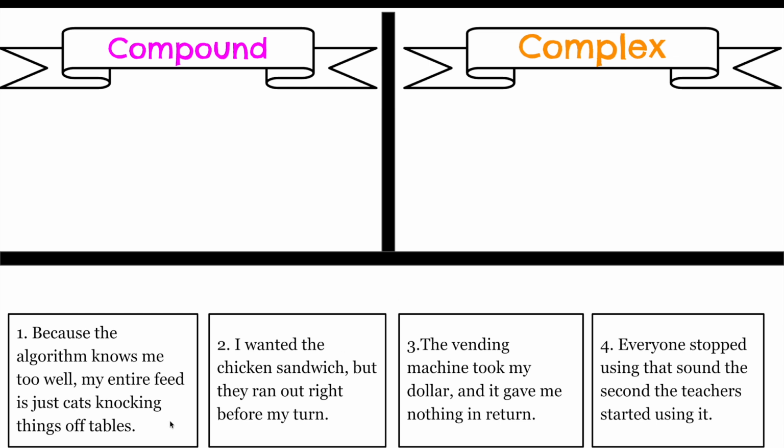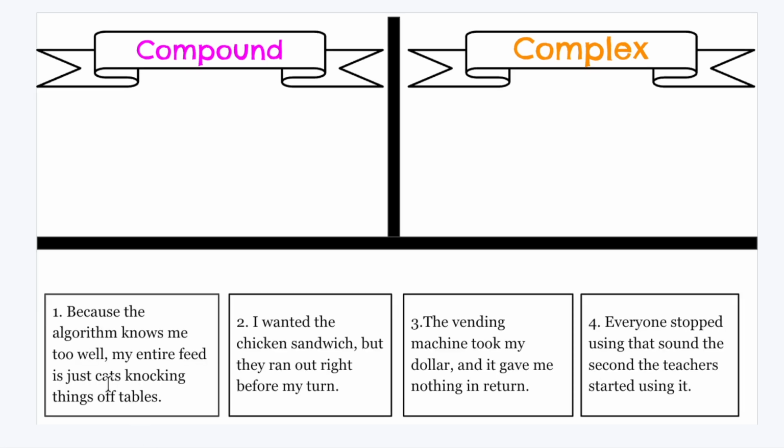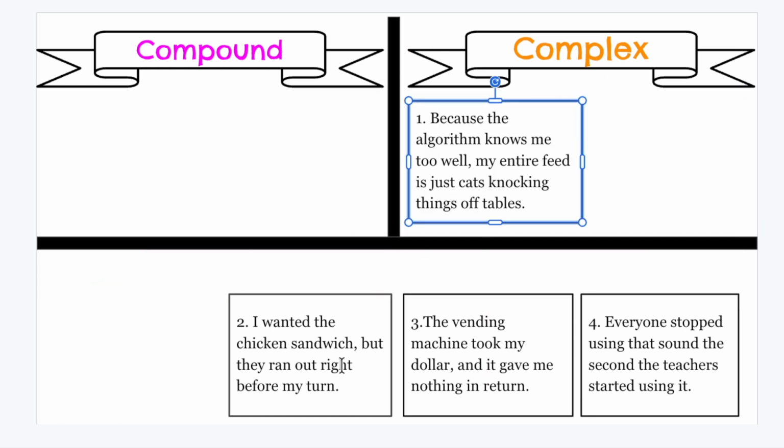So let's look at these examples right here. Because the algorithm knows me too well, my entire feed is just cats knocking things off tables. If it was me, the first thing I would do is look for a subordinating conjunction. So when I read this through, I notice a subordinating conjunction, because. And we have because the algorithm knows me too well, subordinating conjunction, so that's a dependent clause. My entire feed is just cats knocking things off tables. That's an independent clause. We also have our little comma here. So that makes this a complex sentence.